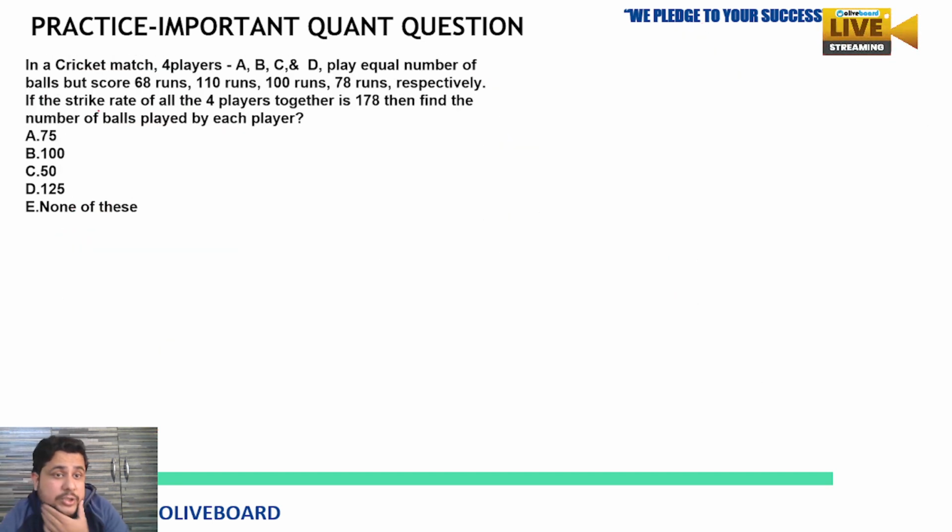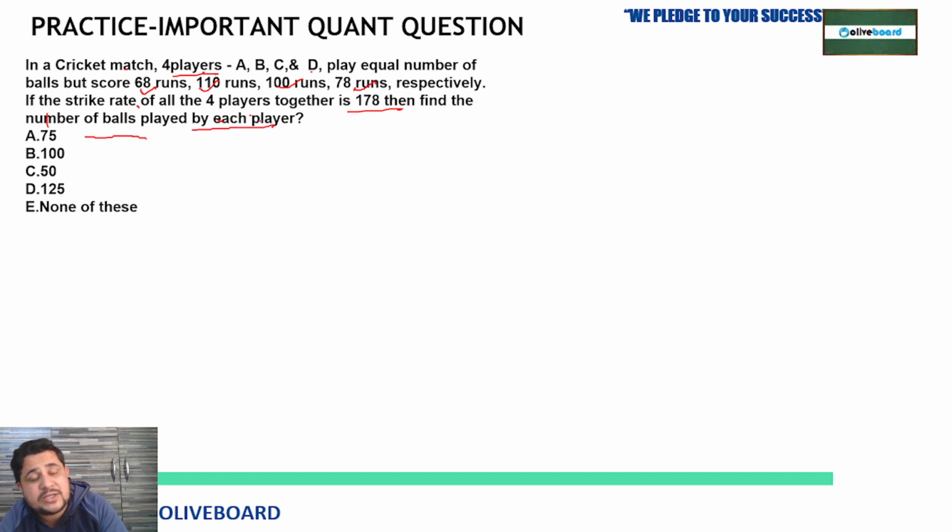Now next question. A cricket match based question here. In a cricket match, four players A, B, C, D play an equal number of balls but score 68 runs, 110 runs, 100 runs, 78 runs respectively. They are facing similar balls. Okay. So if the strike rate of all the players together is 178, then find the number of balls played by each player. So now they are talking about a cricket match, four players.